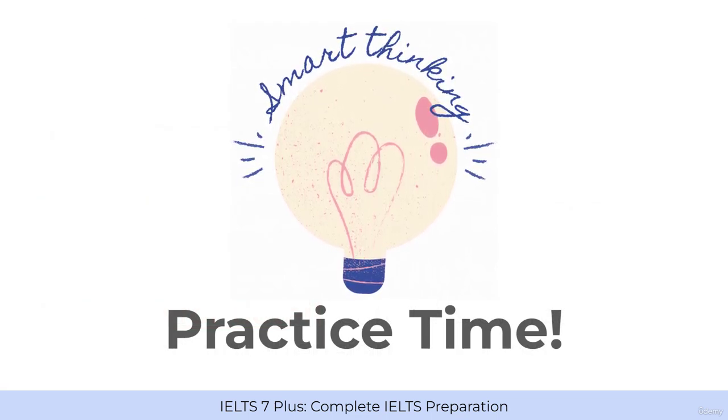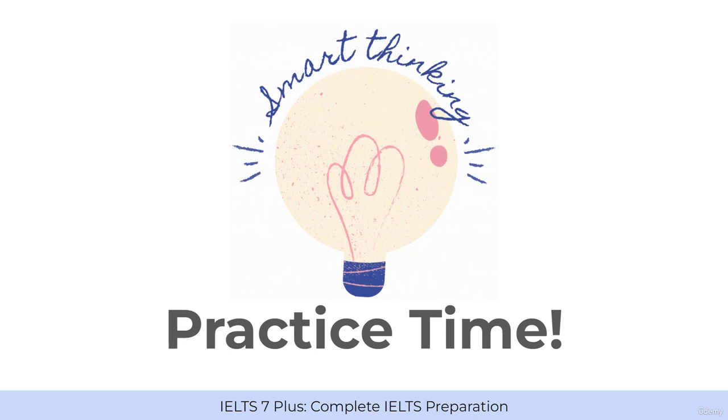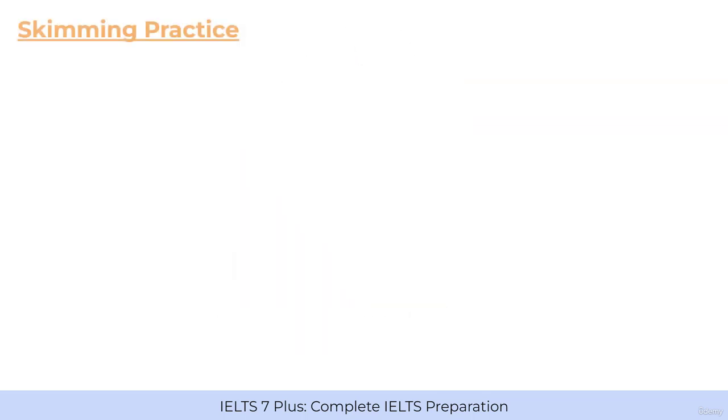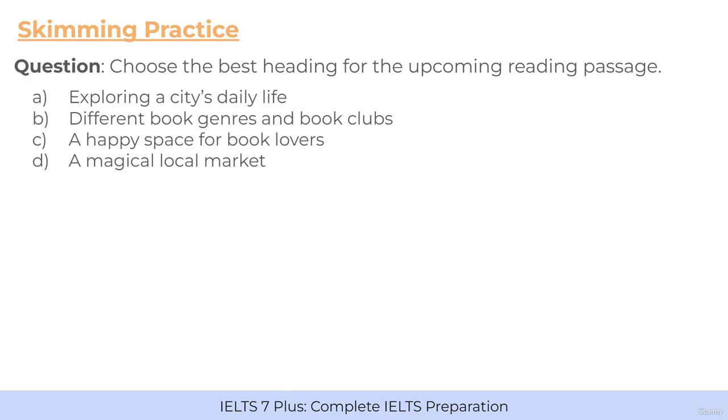It's time for a little bit of practice from you. So let's begin now. Skimming practice first. Question, choose the best heading for the upcoming reading passage. Or should I say, choose the best title for the upcoming reading passage? A, exploring a city's daily life. B, different book genres and book clubs. C, a happy space for book lovers. D, a magical local market.